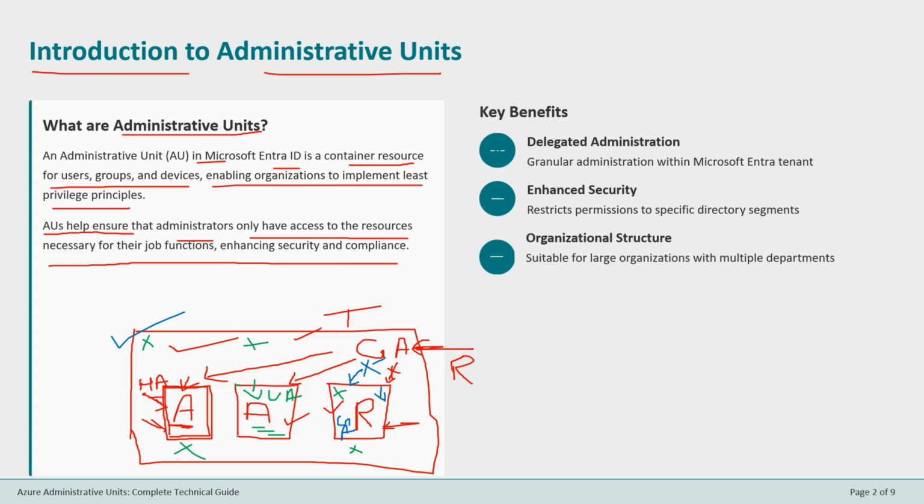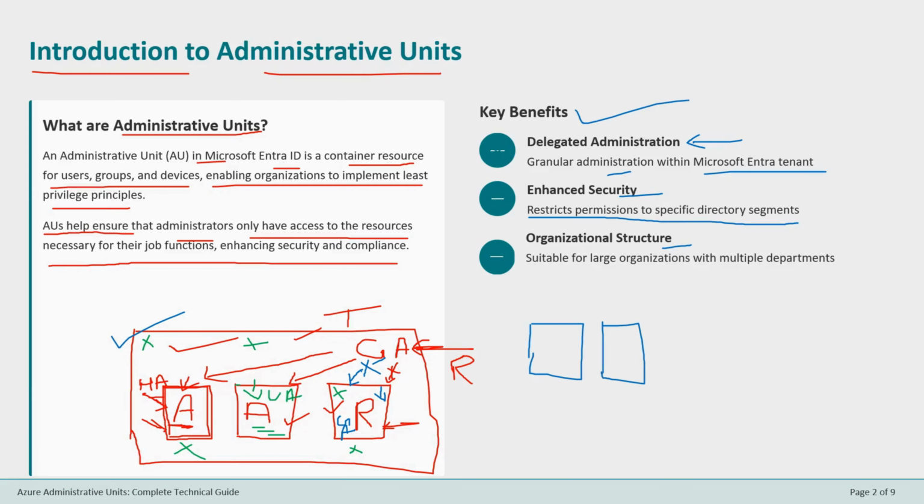So what is the key benefit? As we have discussed, delegated administration: you can modify which users the user administrator, global administrator or group administrator should work on, not within the entire tenant. Security will also be enhanced, as you are giving access for a particular container, not for the entire tenant. And organization structure: you can create multiple AUs based on your departments, your business units, or based on countries also.